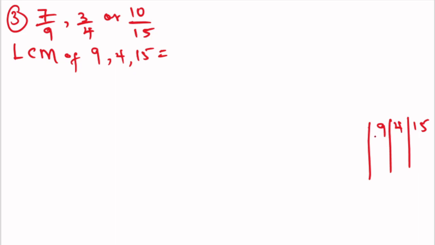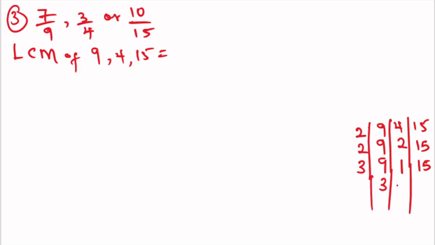So let's start with the lowest multiple. 2 can go. 2 in 9 is still 9 because it cannot go in 9. But 2 in 4 is 2. 2 in 15 is 15. Again, 2 in 9, the same thing. 2 in 2 is 1. 2 in 15 is 15. The next number that can go here is 3. 3 in 9 is 3. 3 in 1 will have 1 back. 3 in 15 is 5. 3 can still go: 3 in 3 is 1, 1, then 5. 5 in 1 is 1. 5 in 5 is 1.